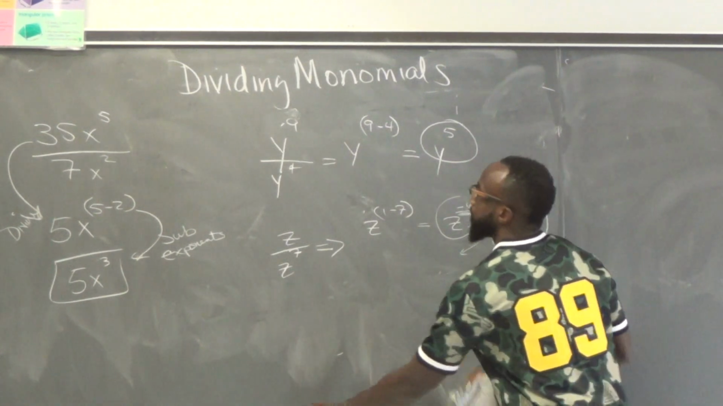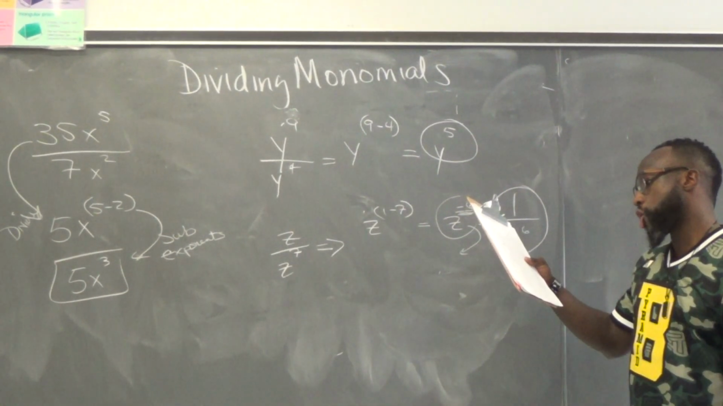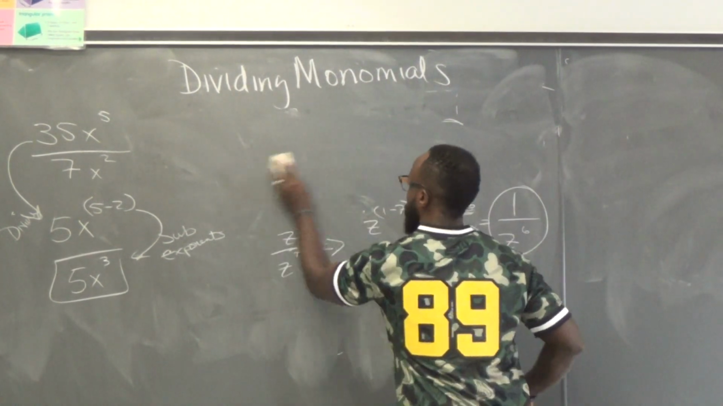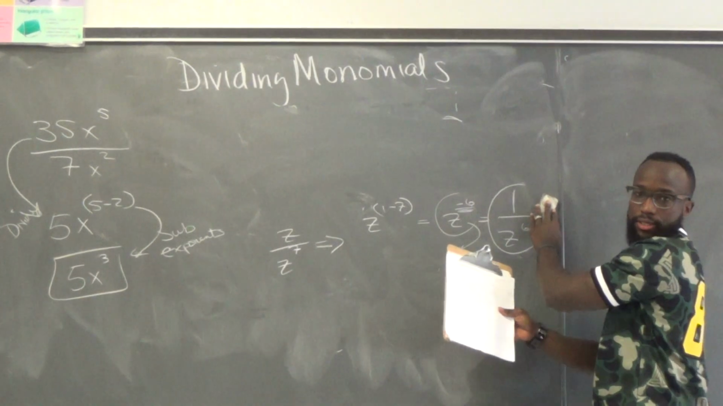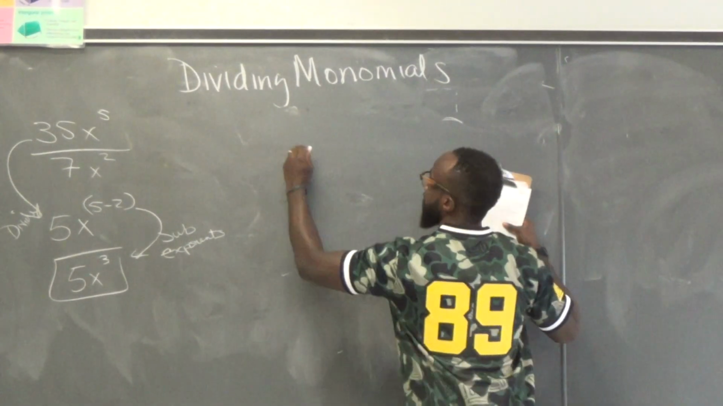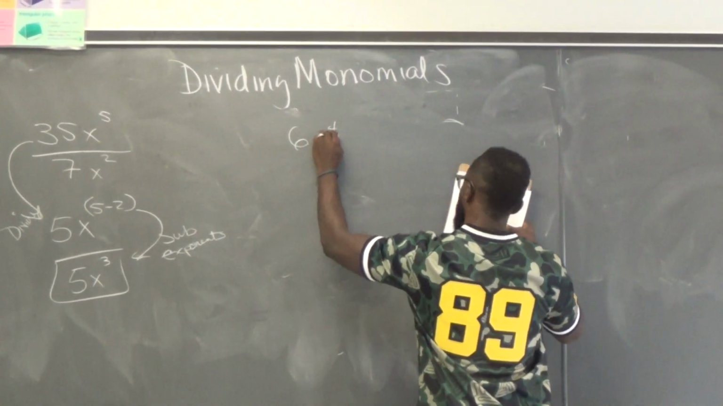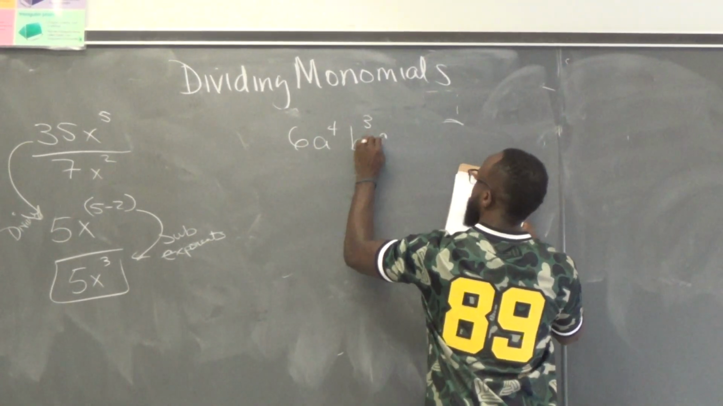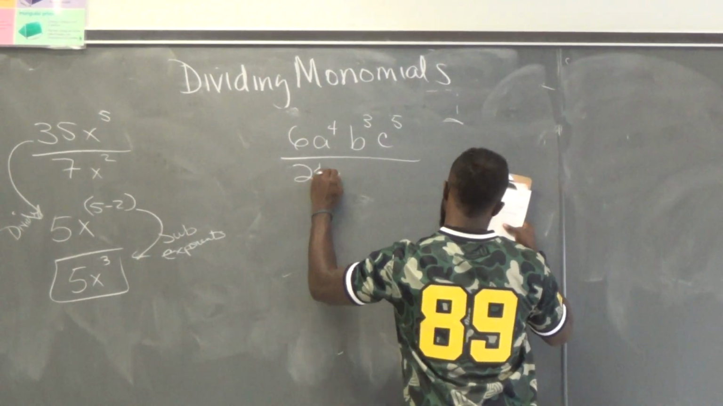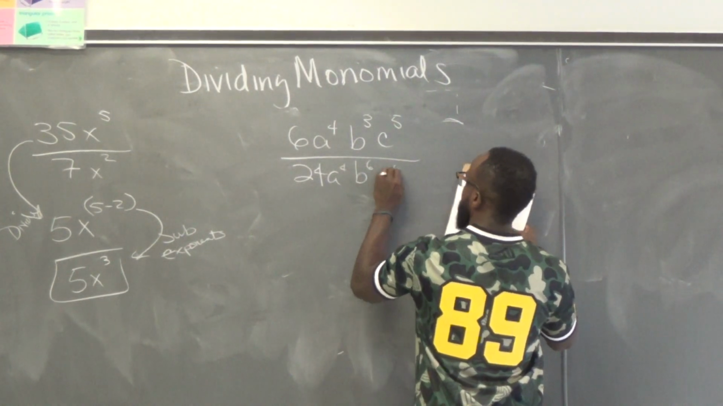Alright, now let's make it a little more challenging. Let's do number 5. Everybody good with this? So we have 6 a to the 4th, b to the 3rd, c to the 5th, all over 24 a to the 4th, b to the 6th, c to the 6th. Alright?